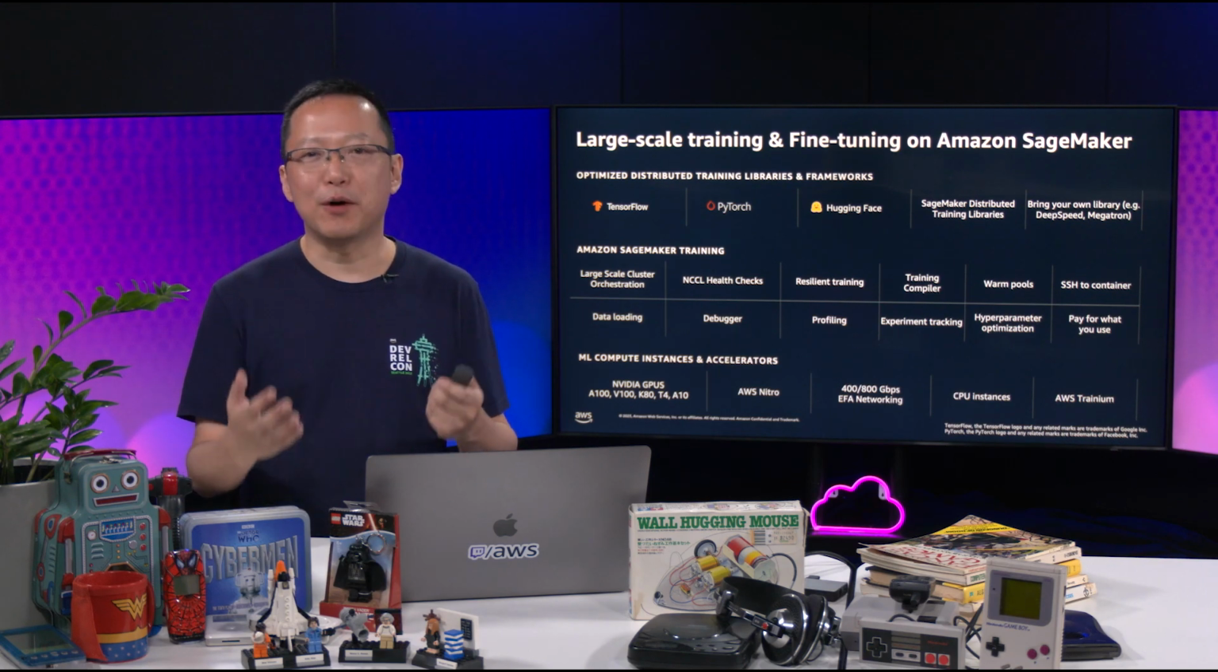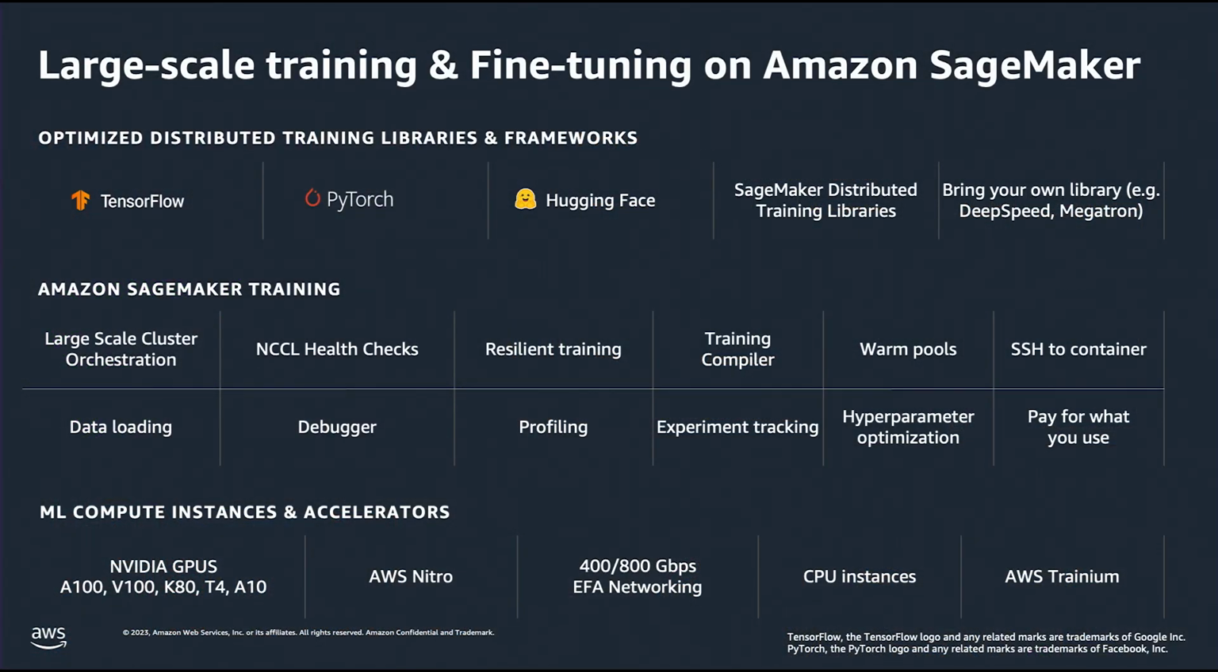Amazon SageMaker can help you build, train, and deploy models for any use case using managed infra tools and workflows. There are many benefits to using SageMaker training jobs. I'm only going to focus on a few of them today.